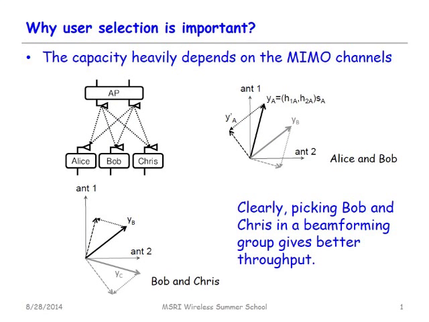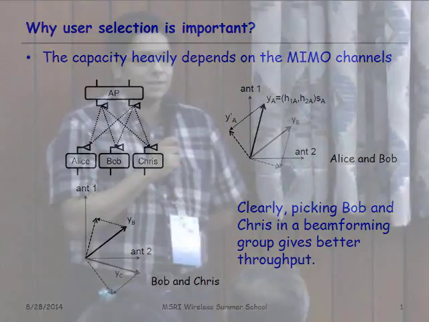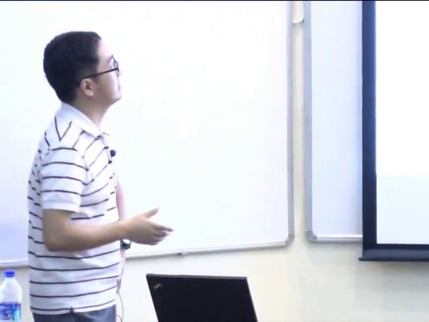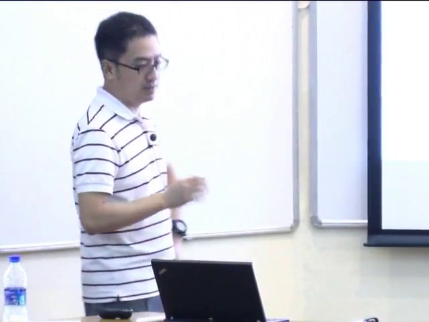Hi all, so welcome to the next part. Now I guess he's going to talk more about how to select these users and how to get more throughput out of this MIMO. So why is user selection important? It is because the capacity really heavily depends on the MIMO channel structure.